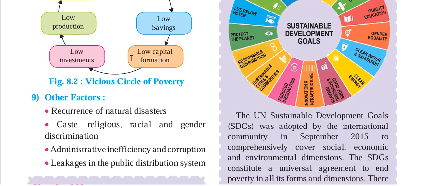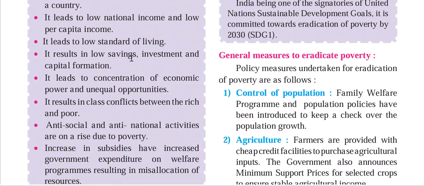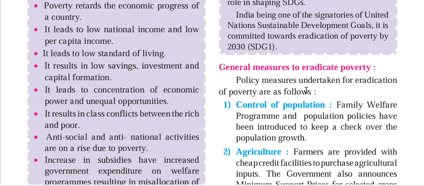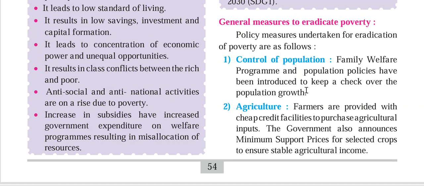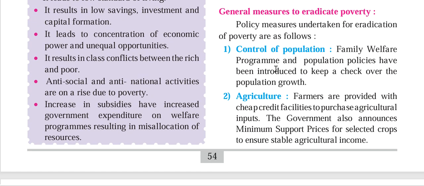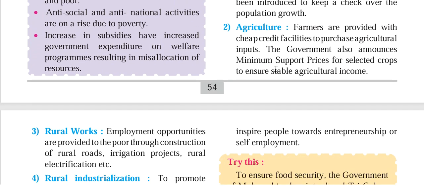Now, we are going to see government measures. You can see here the general measures to eradicate poverty. The policy measures undertaken for eradication of poverty are as follows. The first is control of population. Government introduced family welfare programs and population policies to control the population. Next, we have agriculture. Farmers are provided cheap credit, subsidies, irrigation support, minimum support prices. This helps improve agricultural income.